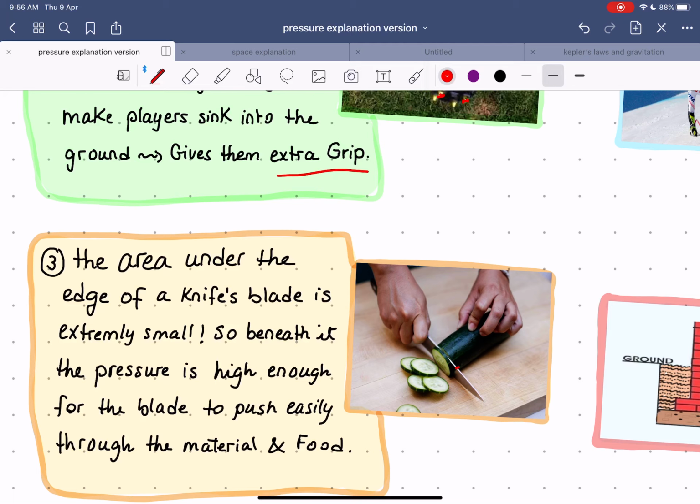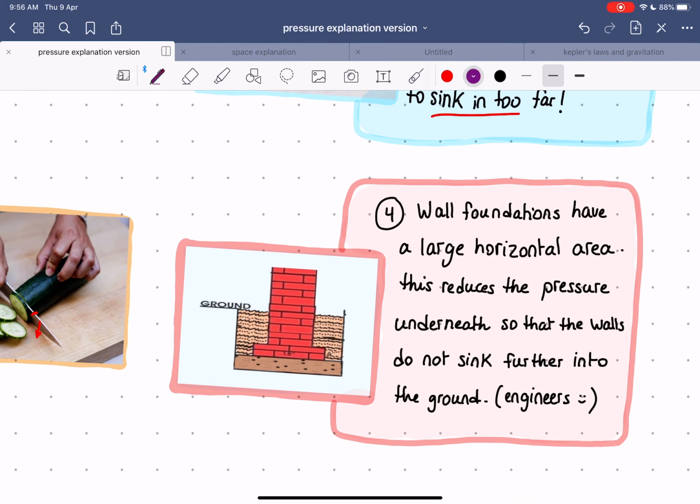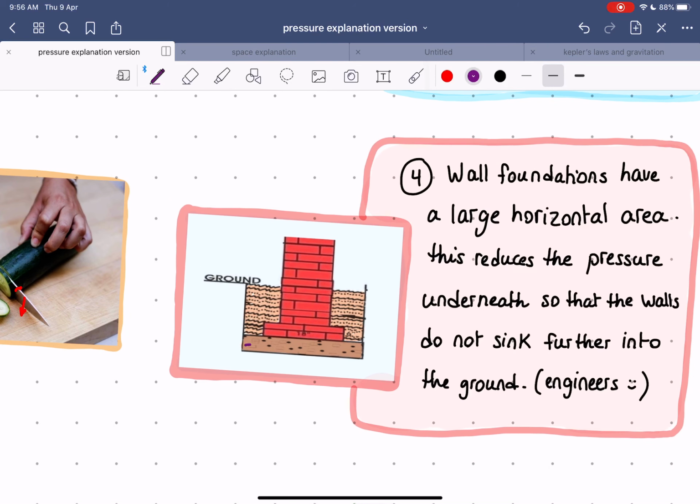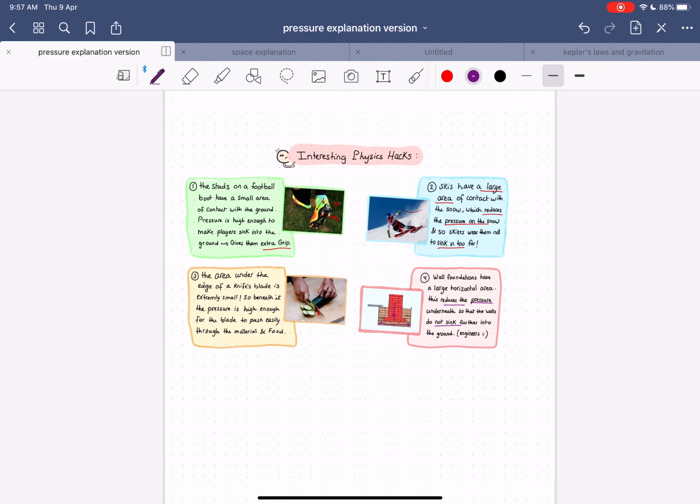Third example is the blade of the knife. The blade of the knife is extremely thin, so the force that you're exerting creates a higher pressure, so it can cut easily and go through material like food and other stuff. Last example is the wall foundation. The walls are built with a large horizontal surface area beneath them, in order for the weight of the wall to be distributed on a larger surface area. Hence the pressure will be reduced, and so the wall won't sink further if there is any problem with the wall.